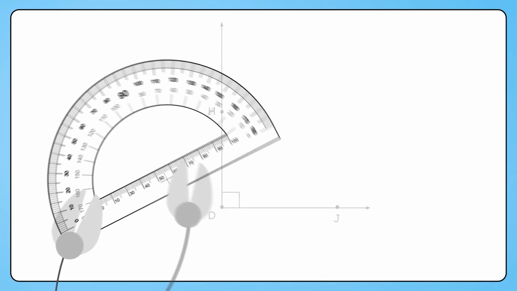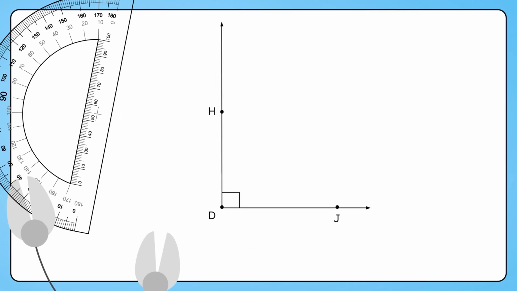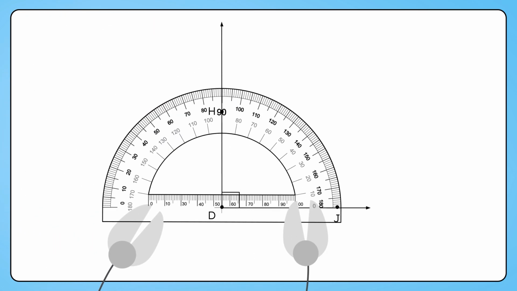We already identified angle HDJ as a right angle, but let's measure it to be precise. Even though it looks like a square corner, using a protractor will confirm whether it truly measures 90 degrees. Line up the vertex of the angle with the center of the protractor, making sure one ray of the angle lines up with the 0 degree mark.